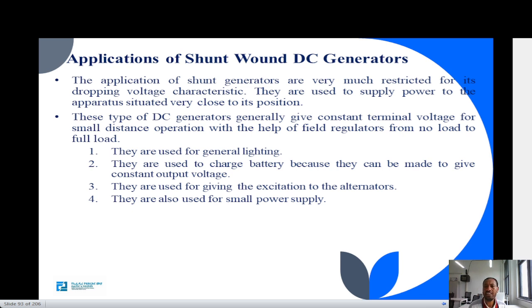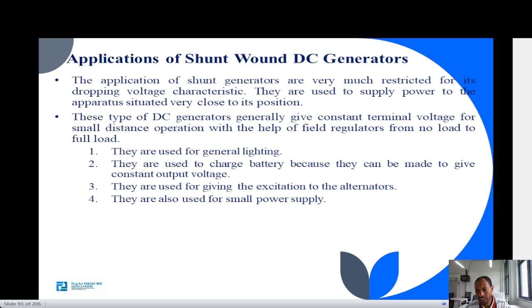And the next point is the application. The applications of the shunt generator are very much restricted because of its dropping voltage characteristic, like we have seen previously, because the curve is drastically dropping. So they are used to supply power to apparatus situated very close to the generator. It cannot go a longer distance, because IRA will increase and the curve will drop drastically. So close-position supply can be served by this shunt DC generator.